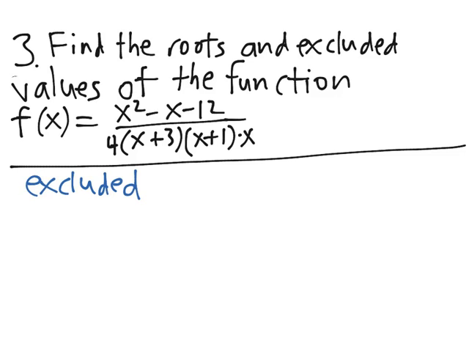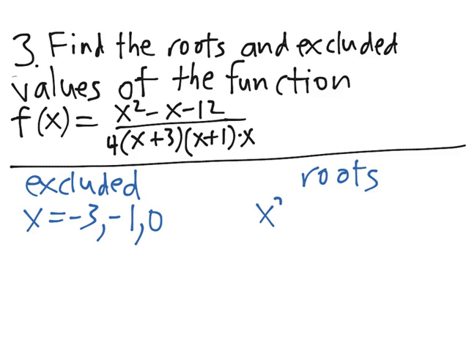This happens when x plus 3 is 0, when x is equal to minus 3, or when x plus 1 equals 0, at x equals minus 1, and at x equals 0. Now let's find the roots. The roots of the function f are all the points x at which the function f takes the value 0. Since f is expressed as a fraction, we know a fraction can only be 0 if the numerator is 0. So the equation we want to solve is x squared minus x minus 12 equals 0.